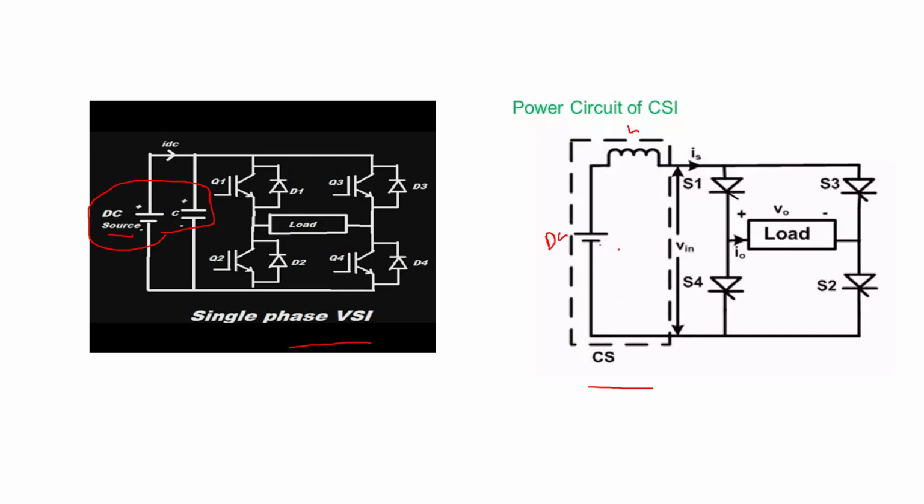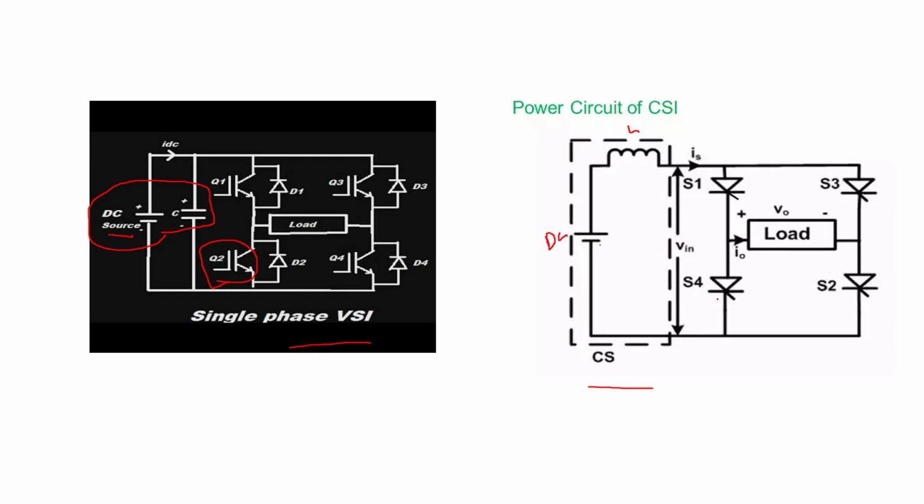This is the first difference. Here we see in the circuit diagram. Now the second difference is, in case of voltage source inverter, we use power electronic switches just like IGBT, power MOSFET.